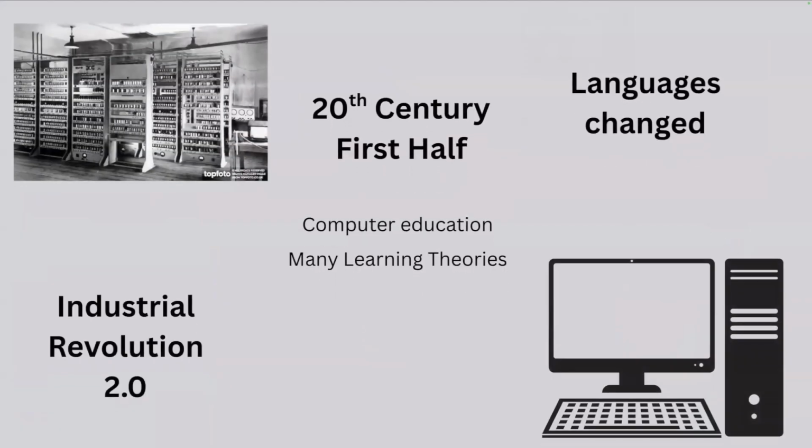Then we have the 20th century, first half. Computer education became important because computers came into existence. So by the 50s and 60s, people started learning computers. That became important. So that is called Industrial Revolution 2.0. Even the language changed to suit computers. The script changed. So people started learning computers in the new script.